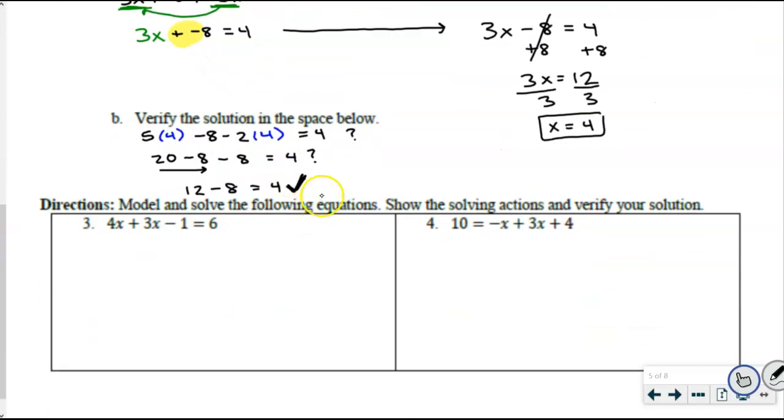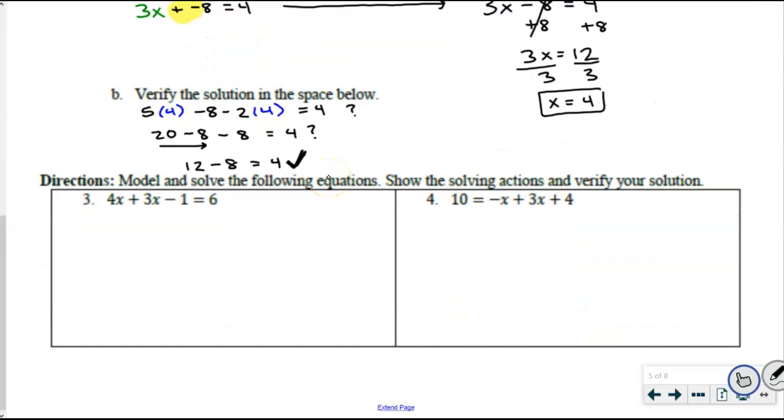That's all that we have time for. So your homework today, I want you to do 3 and 4. It says model and solve these equations. Do that so that we can start tomorrow by checking those answers.